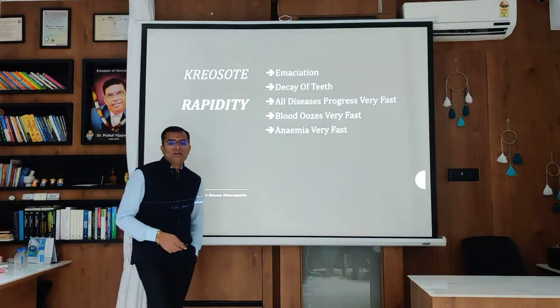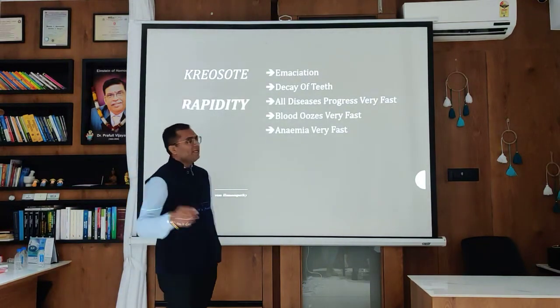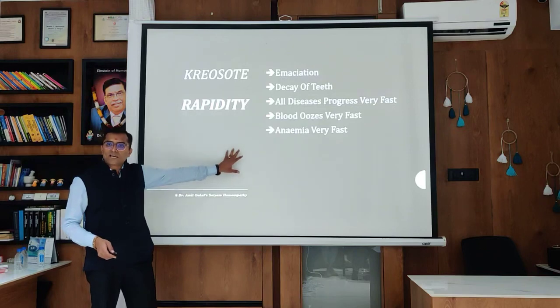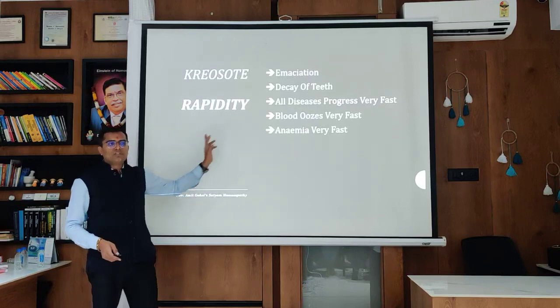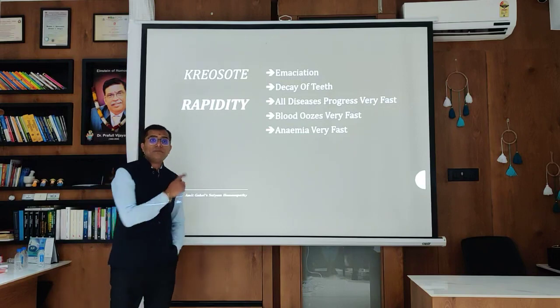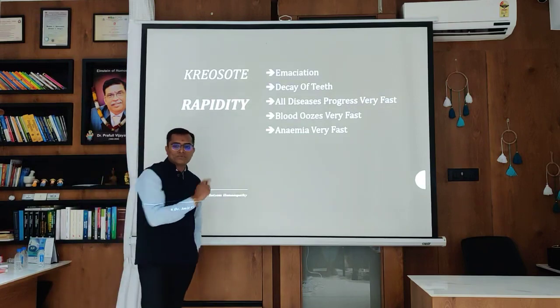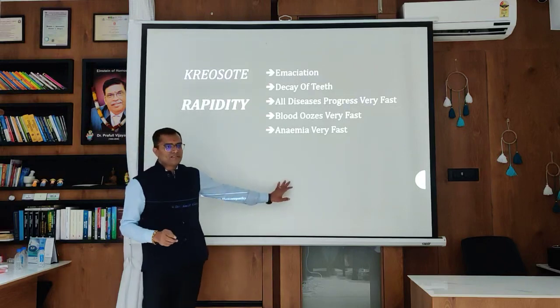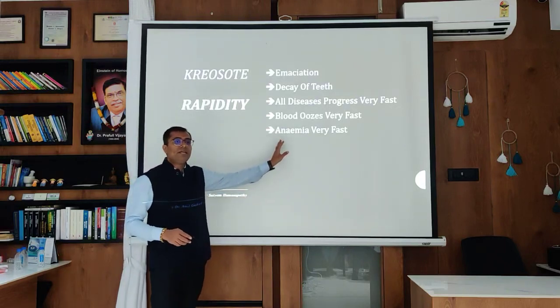So in rapidity there is rapid emaciation, decay of the teeth, all disease progresses very fast. So again this is a fast carbon. Petroleum is also a fast carbon, sudden manifestation. Creosote is also a fast carbon, progressing fast. So syphilis is very fast in Creosote. The blood ooze is very fast, anemia very fast. So you can find aplastic anemia.